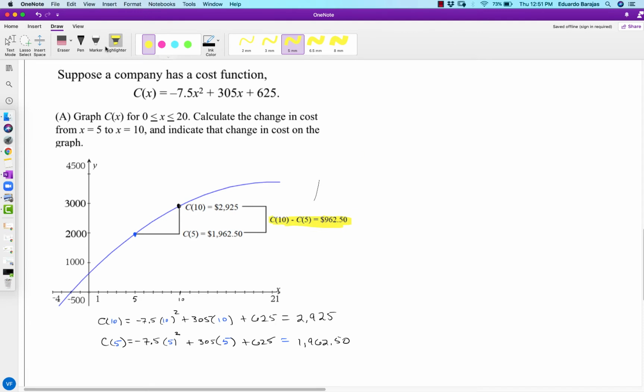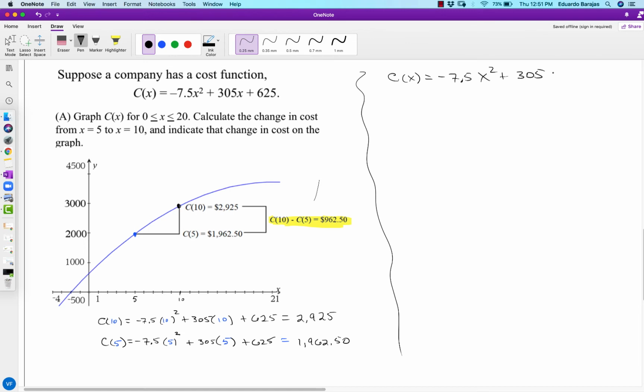Okay, so like before, now let's think about the marginal change. If we want the marginal cost, then that's the derivative of this cost function. So we have the cost function, C of x is equal to negative 7.5x squared plus 305x plus 625. We know that when we want to take the derivative with respect to x of the C of x function, that's taking the derivative with respect to x on this polynomial function.